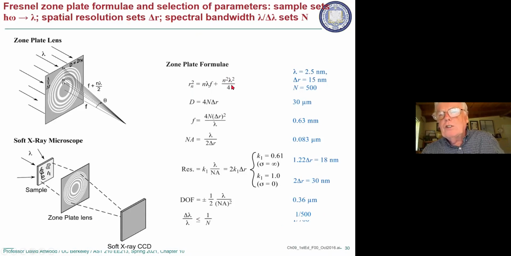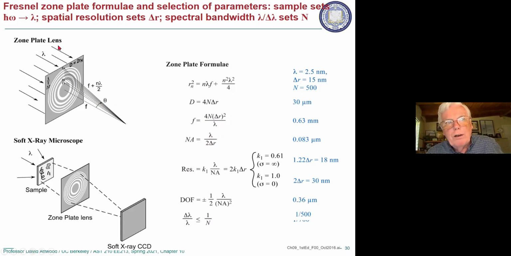What we'll see in the next slide, but we won't actually go through the algebra, although it's all right there, is that the diameter of the zone plate is equal to 4 times the number of zones times the outer zone width. The focal length depends on the number of zones, the outer zone width, and the wavelength. The numerical aperture, the sine of this angle, depends on lambda over 2 delta r. So resolution is certainly going to involve that, etc. And then there's resolution, depth of field.